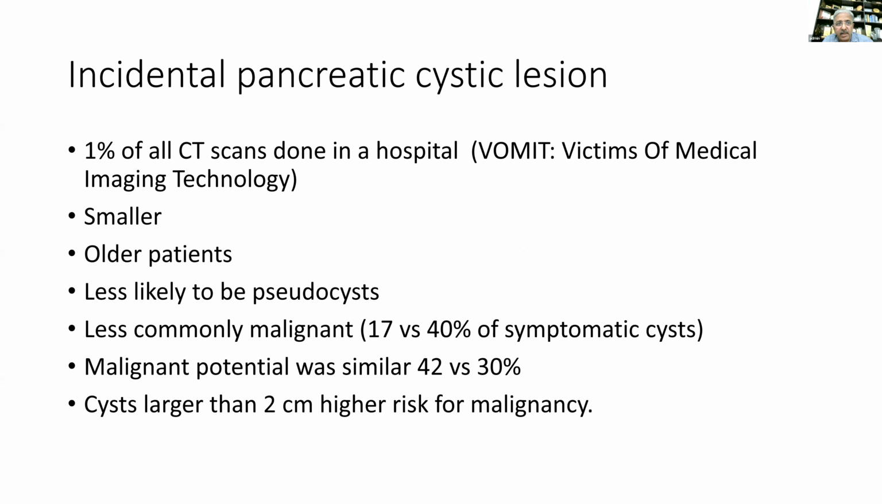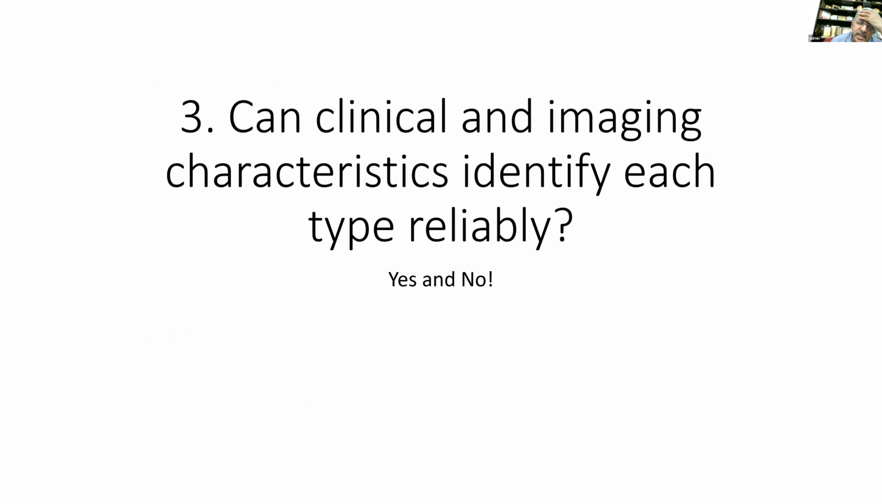The incidental ones are usually smaller, in older patients. They are, of course, less likely to be pseudocysts. There is a certain number that may be malignant, but usually it is the larger sizes which are likely to be so. The question always is whether imaging can identify each and every type reliably, benign from malignant. The answer is yes, and the answer is no.